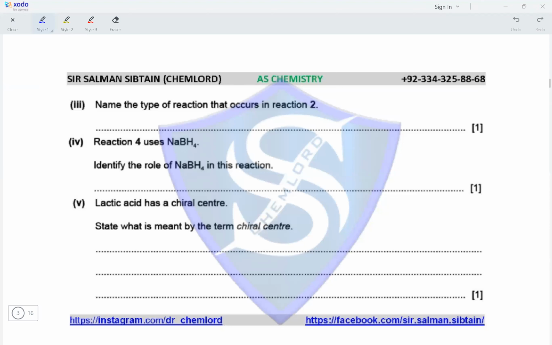Name the type of reaction that occurs in reaction 2. So this is the conversion of a nitrile into a carboxylic group. So this is known as acid hydrolysis. Reaction 4 uses NaBH4. Identify the role of NaBH4 in this reaction. So it converts a ketone into a secondary alcohol. So NaBH4 is being used as a reducing agent.